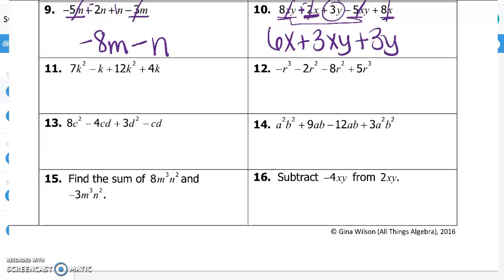When you have the same variable but different exponents, you want to start with your highest exponent first. So 7k squared plus 12k squared gives us 19k squared. Those are the only two you can put together at first because the other ones have a k to the first power. Your exponents are different. So these two are done. Then you have negative 1 plus 4, which would give me positive 3k.